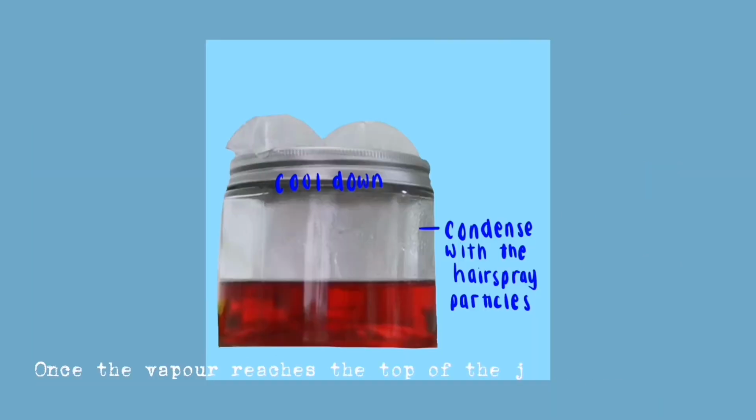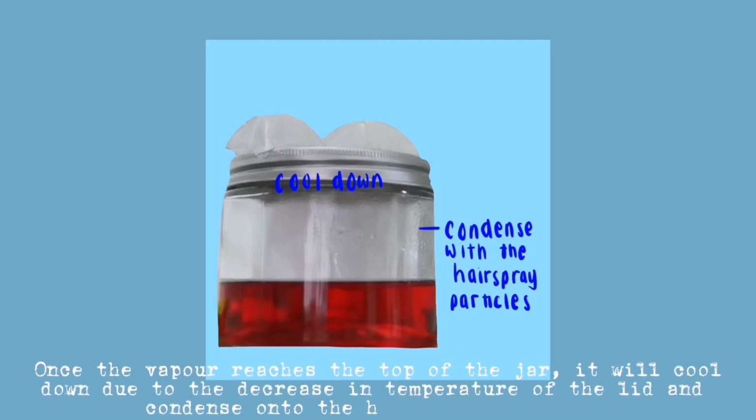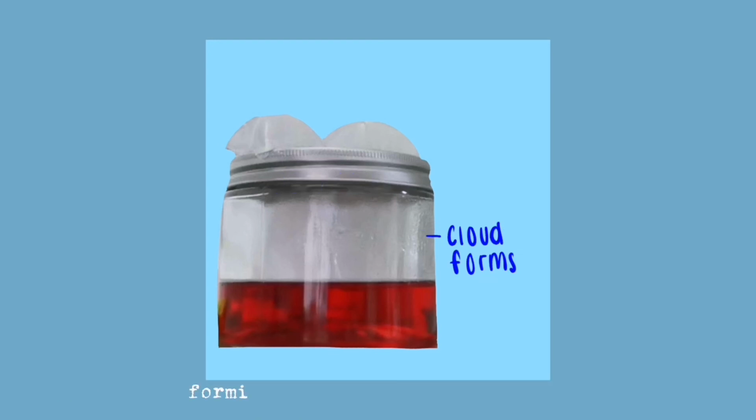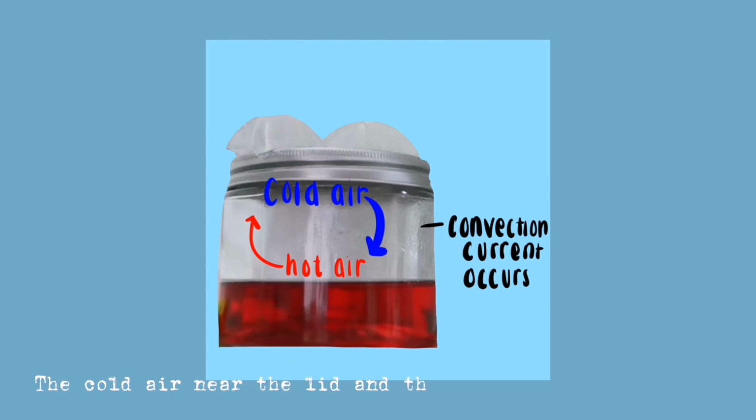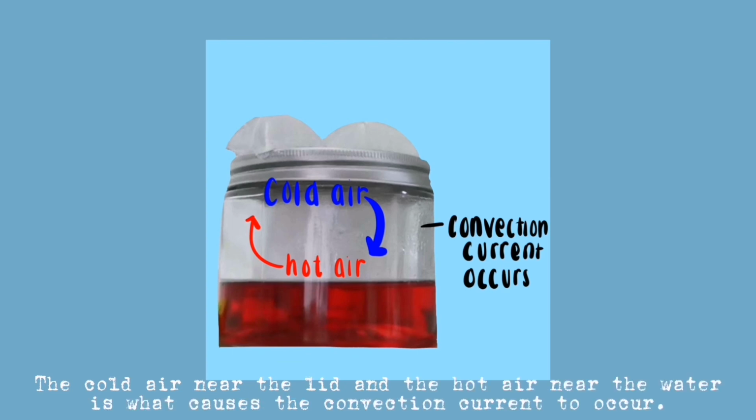Once the vapor reaches the top of the jar, it will cool down due to the decrease in temperature of the lid and condense onto the hairspray particles, forming a cloud inside the jar. The cold air near the lid and the hot air near the water is what causes convection current to occur. This will conclude my TED with Physics.